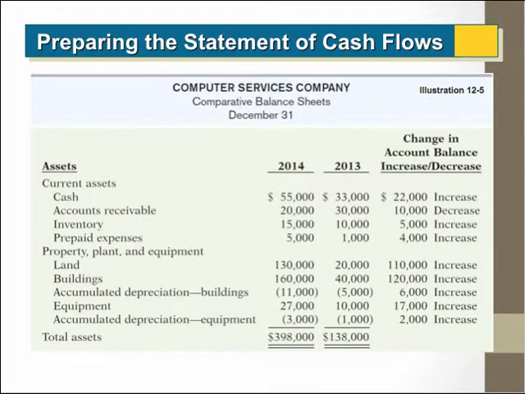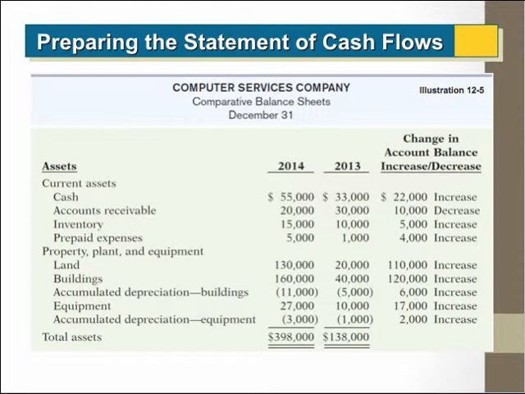Then we would take a look at the current assets and current liabilities. We need to take the differences in the change of balances between the beginning of the year and the end of the year. So for instance, accounts receivable went from $30,000 in 2013 to $20,000 in 2014. It therefore decreased by $10,000. We want to do that for every current asset item on the balance sheet.